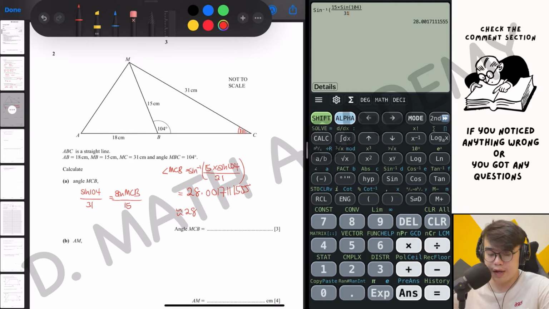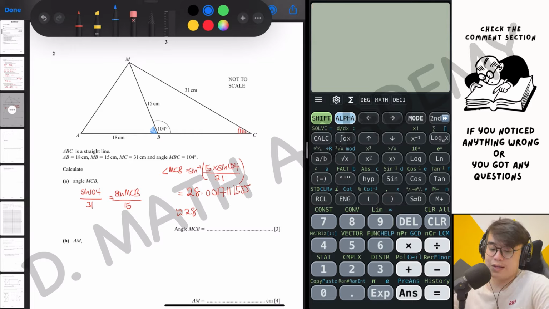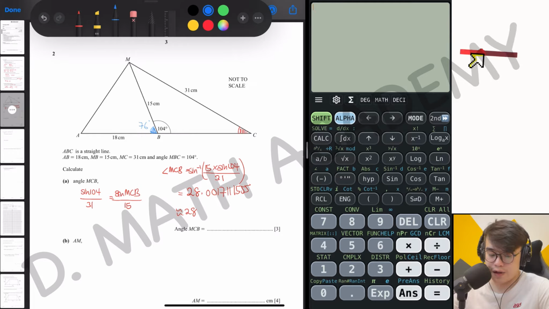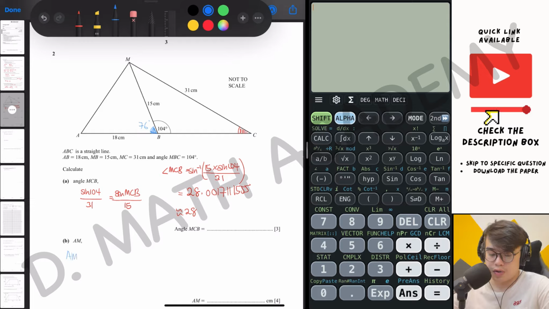As for the other value, our AM here, the first thing to take note of is that AC itself is a straight line, so that would make it 180 degrees. So 180 degrees minus 104, you will get 76 degrees here. With this, we are able to use our cosine rule to find AM's value. So I just put a square root: 18 squared plus 15 squared minus 2 times 18 times 15 times cos 76. So let's key it into your calculator.